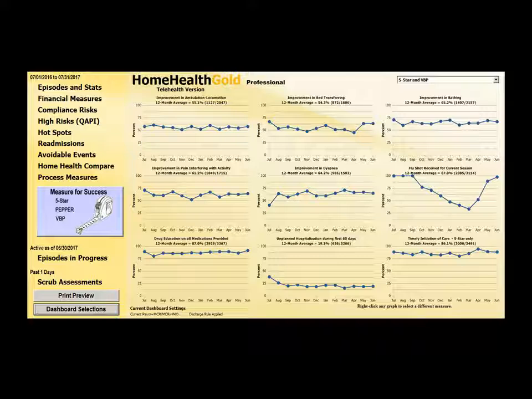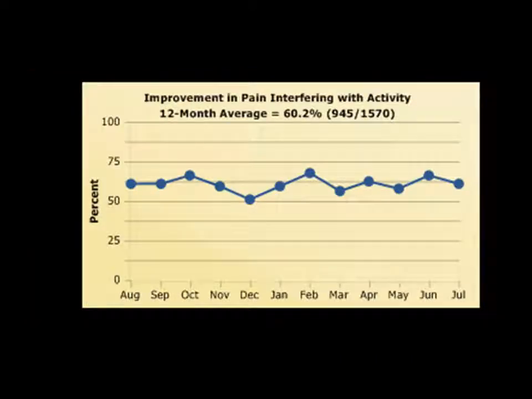Here is an image of a HomeHealthGold dashboard taken in July. Because of our lack of improvement over time, I've chosen to focus on improvement in pain interfering with activity. As we all understand, this is an important measure not only for our home health compare scores, but also for our 5-star and value-based purchasing measures. As an agency, we seem to only be able to get 60% or so of our patients better with this measure, and our governing body believes that we can affect change and perform better.